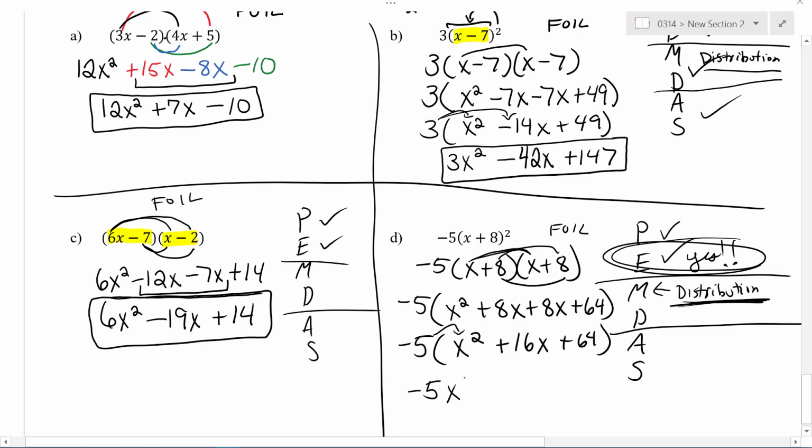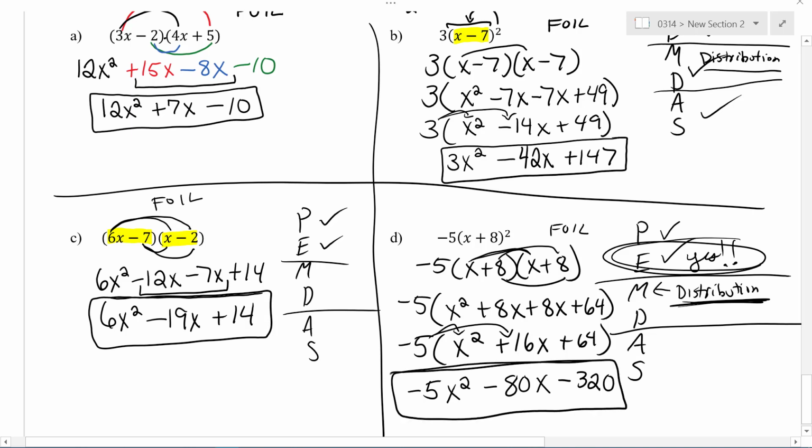Negative 5 times an x squared gives me a negative 5x squared. Negative 5 times 16x, so we want to figure out what is 16 times 5. That's an 80. Negative times a positive is a negative 80, and I need to make sure I include the x. And then lastly is a negative 5 times 64. Okay, I recommend pulling out your calculator for that. That would be a negative 320. So this is our final answer.